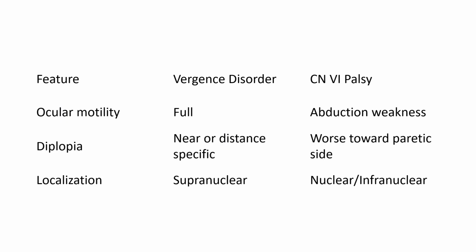Vergence disorders versus sixth nerve palsies. Ocular motility is fully normal in vergence disorders. Diplopia is near and distance specific. Localization is supranuclear. Whereas in sixth nerve palsy, ocular motility shows abduction weakness, diplopia is worse towards the paretic side, and localization is either nuclear or infranuclear.